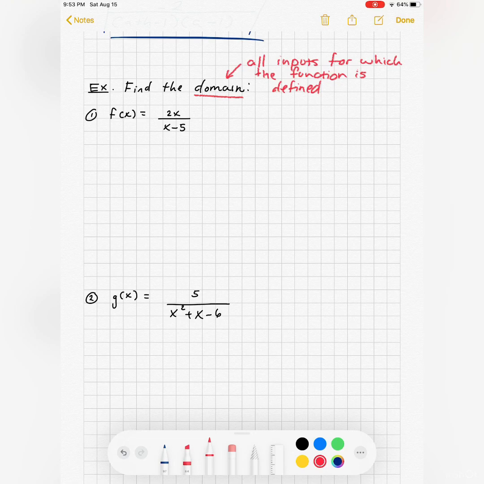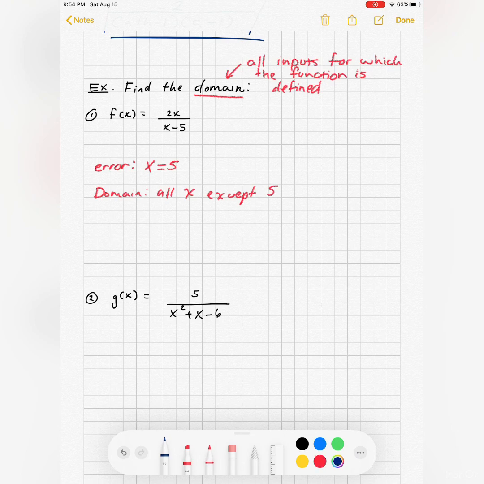Sometimes the easiest thing to do is to look at the function and ask, what kind of number would give me an error? The thing with a fraction is I can't divide by 0. So the error would occur if x was equal to 5. That means the domain, in words, is all x except 5.